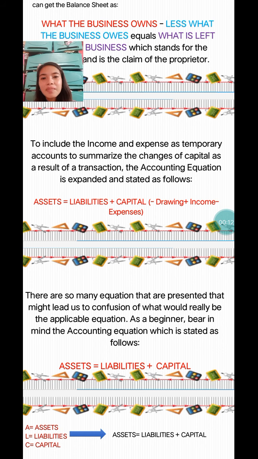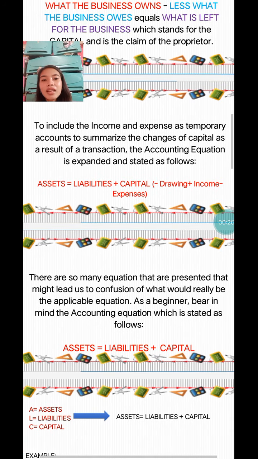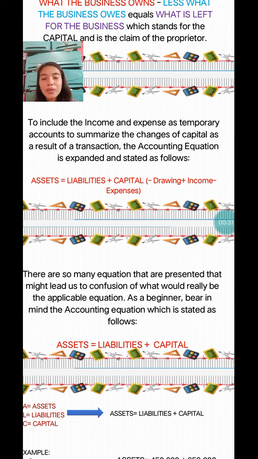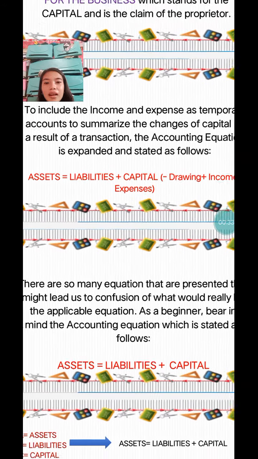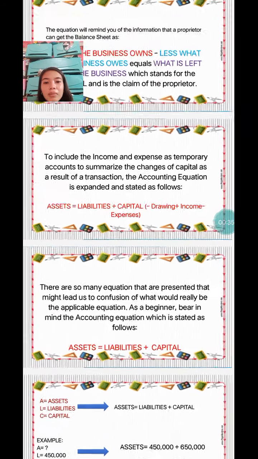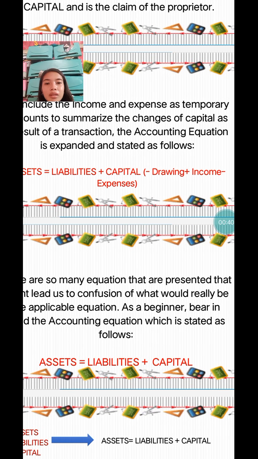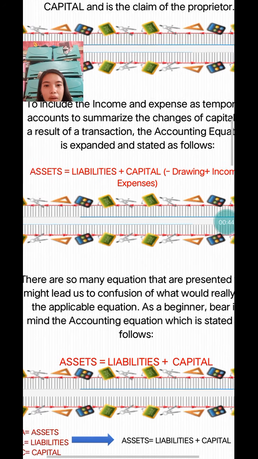Before that, let's first discuss including the income and expenses as temporary accounts to summarize the changes of capital as a result of a transaction. The accounting equation is expanded and stated as follows. As you can see here, assets is equal to liabilities plus capital, open parenthesis, drawing plus income minus expenses. So this is the equation.